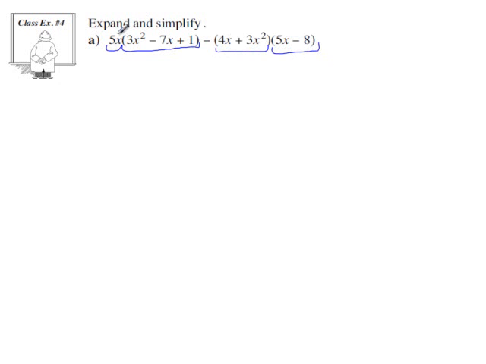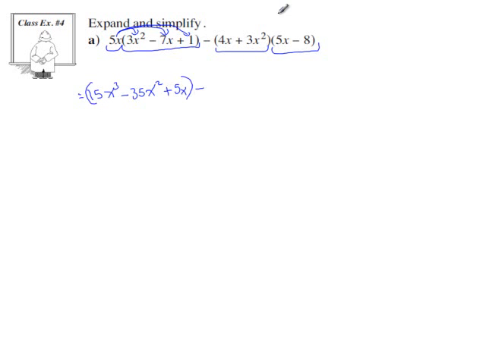Do the first set, so 5x needs to be multiplied by everything inside that bracket. So 5x times 3x squared, 5 times 3 is 15. X times x squared is x cubed. Next I do 5x times negative 7x, so 5 times negative 7 is negative 35. X times x is x squared. And 5x times 1 equals just 5x. So that's your first multiplied group.